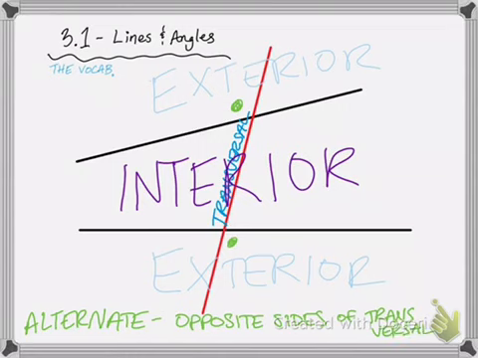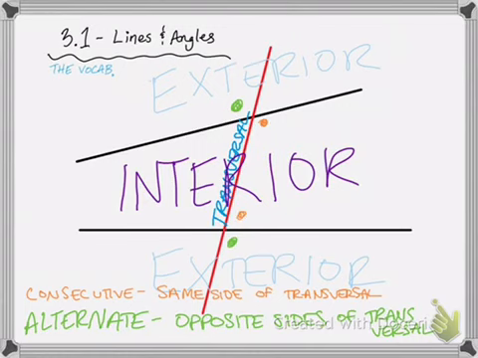And the opposite of that would be, what color should I use? We'll go with orange, looks like a good color. It would be same side or consecutive. So alternate means opposite sides of the transversal. Consecutive means same sides of the transversal. Same side. So that would be like, hey, I got this angle right here, and I got this angle right here. Well, those would be same side angles or consecutive angles.